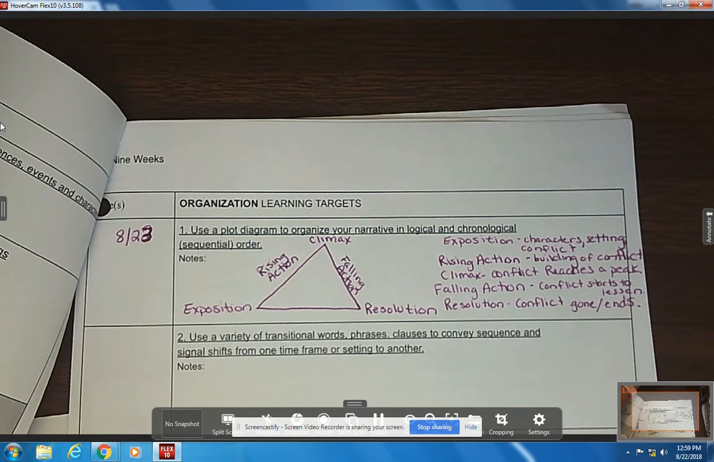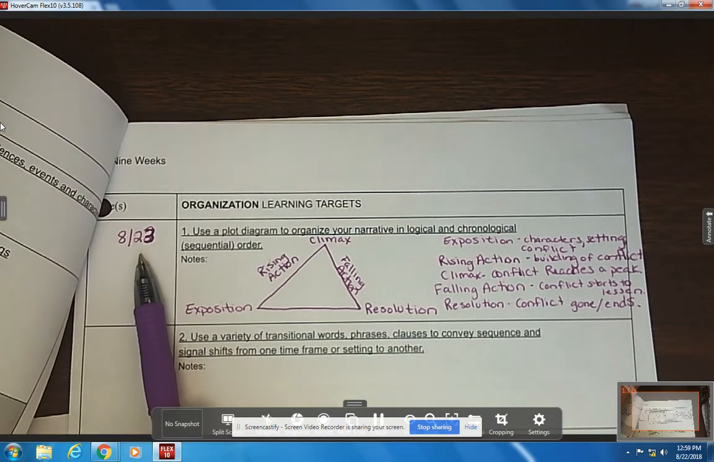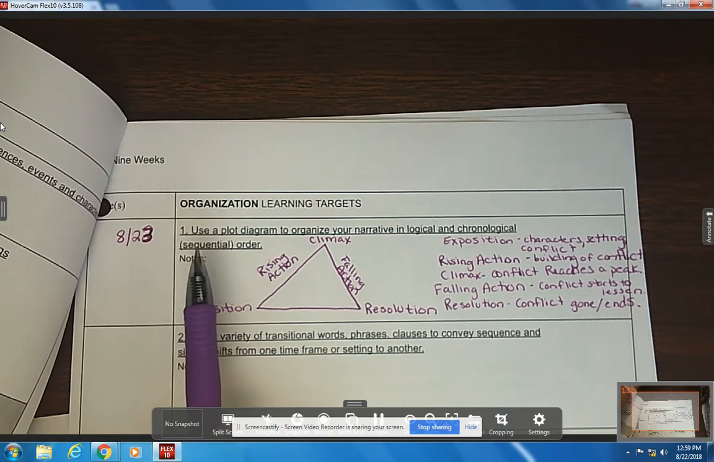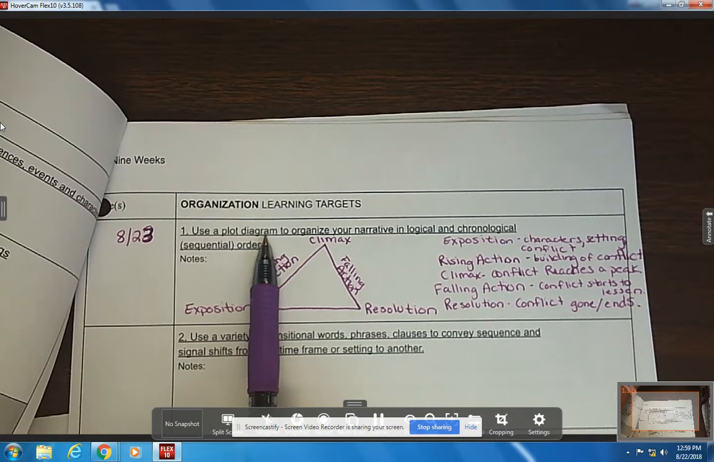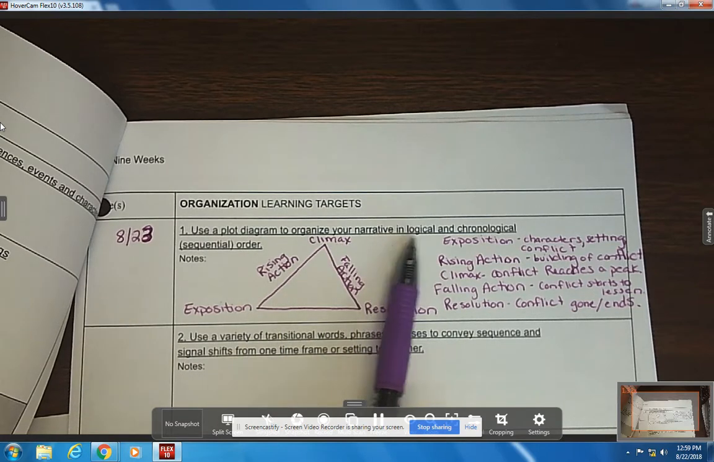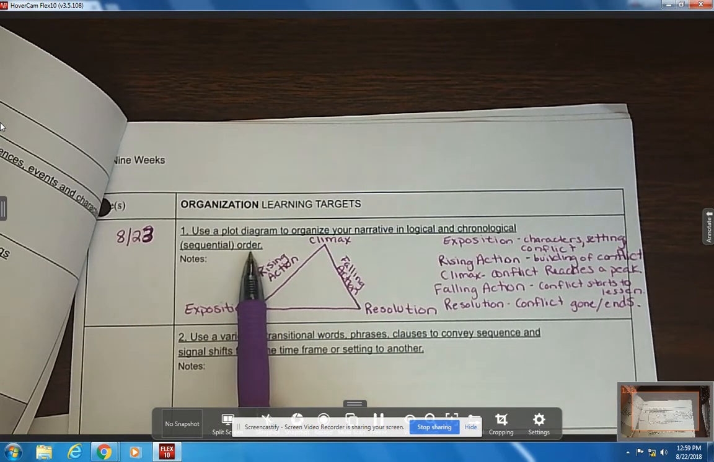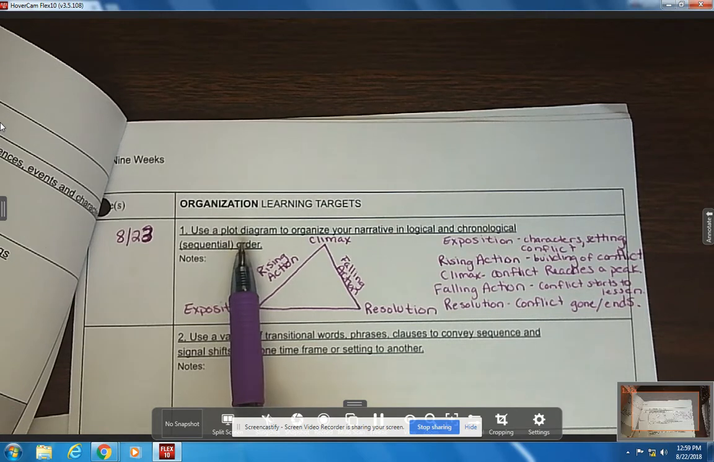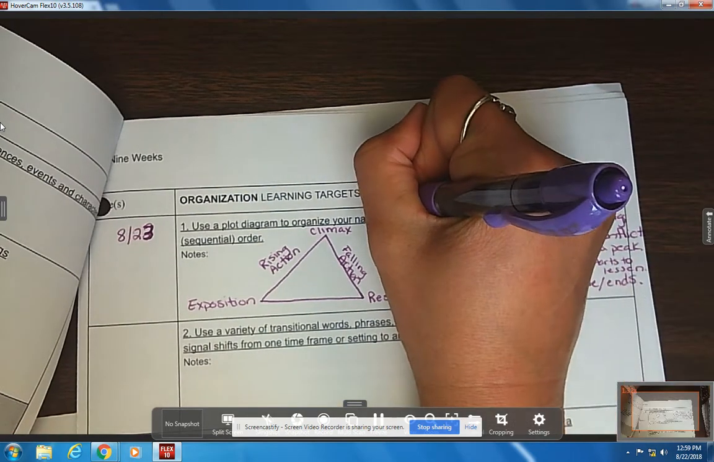So please date organization learning target number 1 today's date, which is 8/23. For this lesson and for this learning target, it reads: use a plot diagram to organize your narrative in logical and chronological sequential order. So a narrative tells a story, so it has to have a plot.